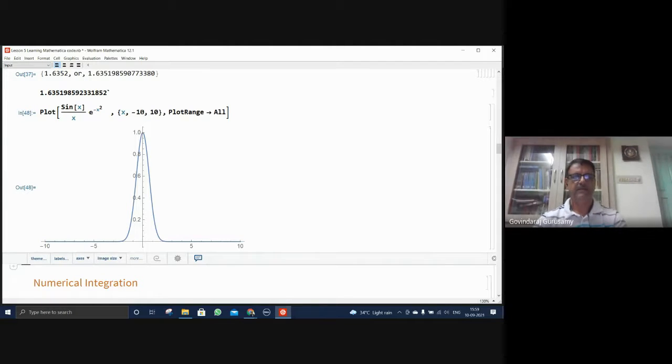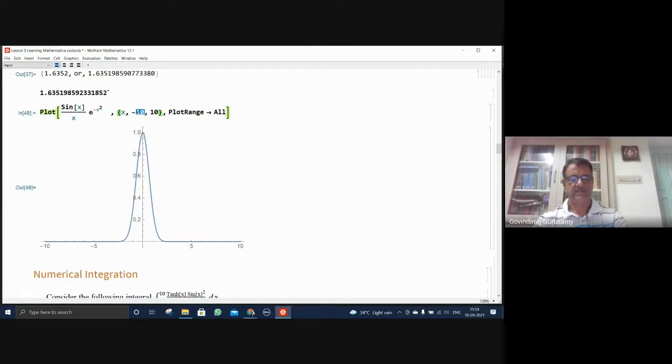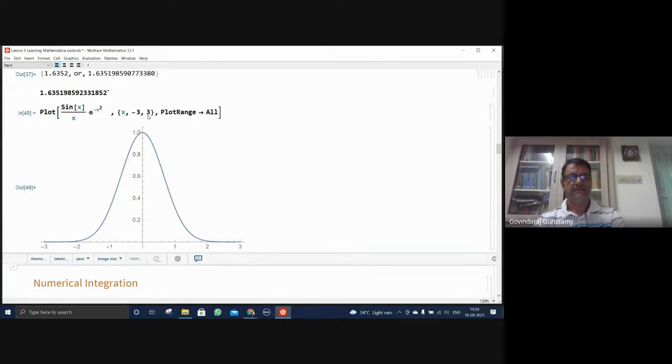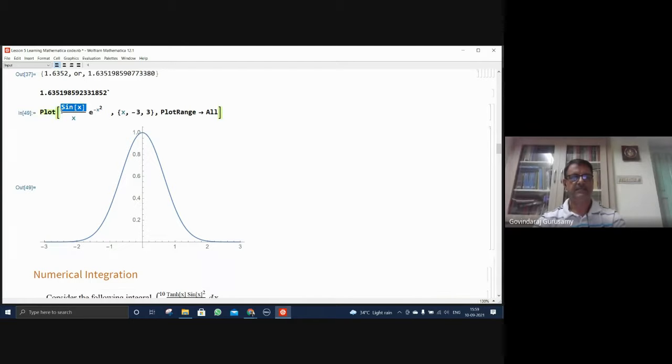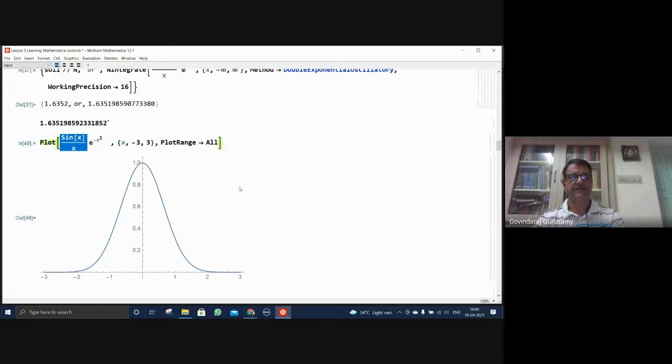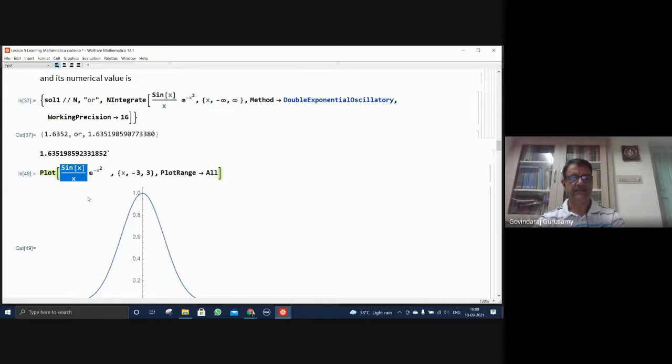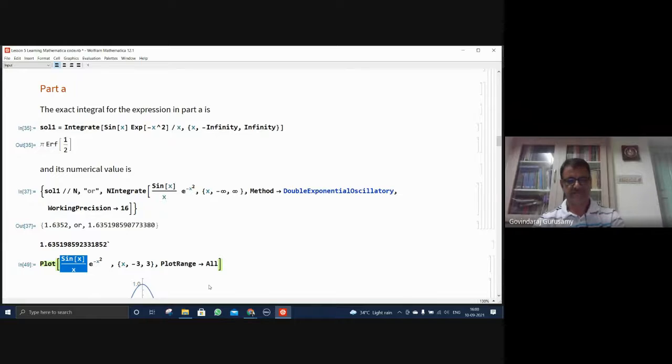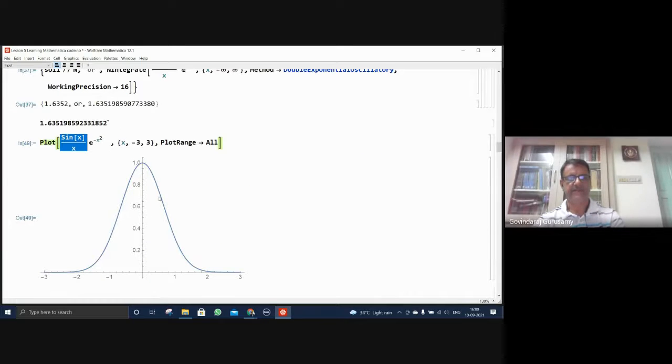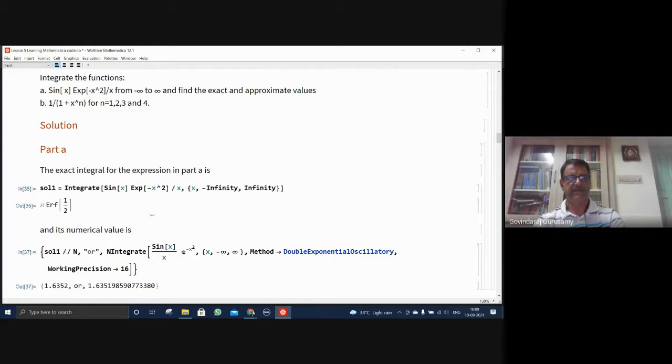So let me take -3 to +3. You can see now this effect cannot be seen, taken over by this e power -x square. But its consequence should be there, because e power -x square has a bell-shaped curve. In addition to this, there is an oscillatory component of the sinc function, so that should also be reflected in your area. That's why it becomes a complicated function here.